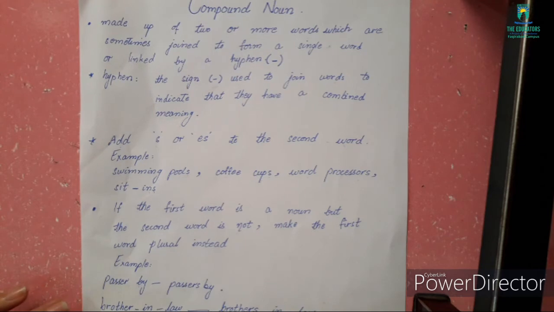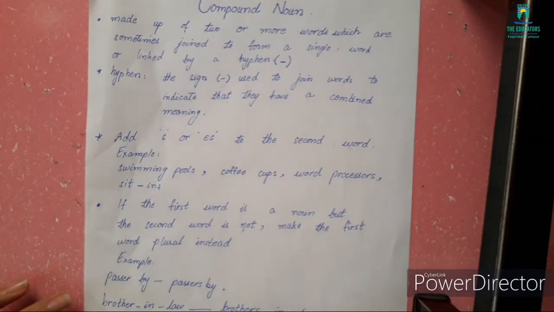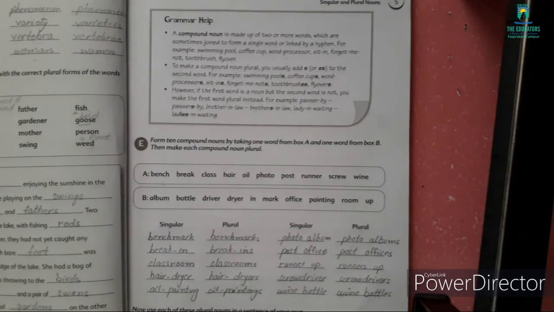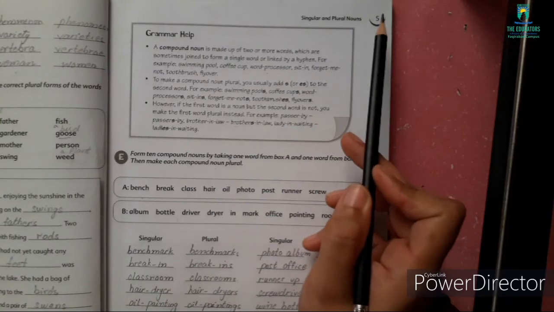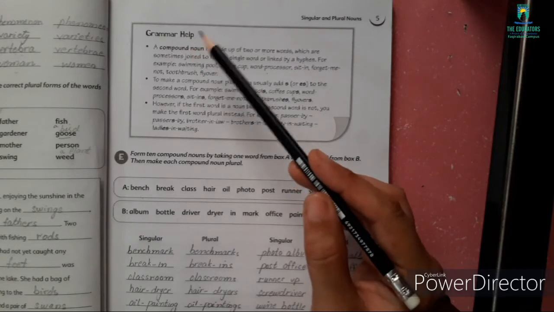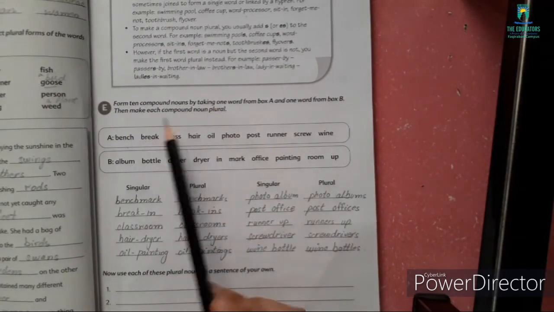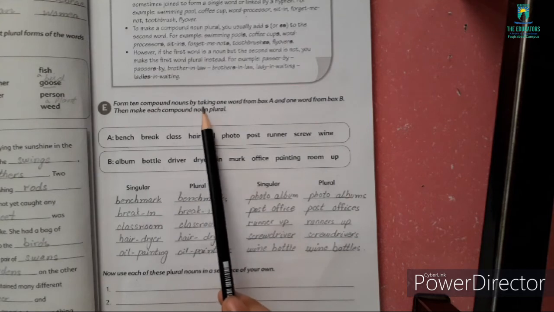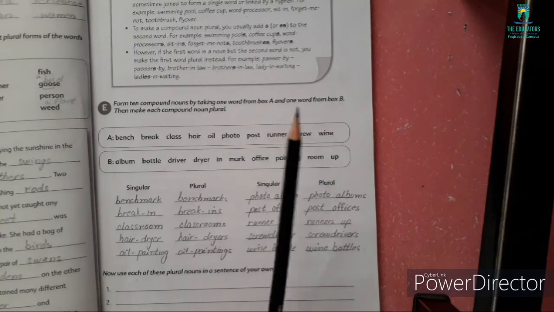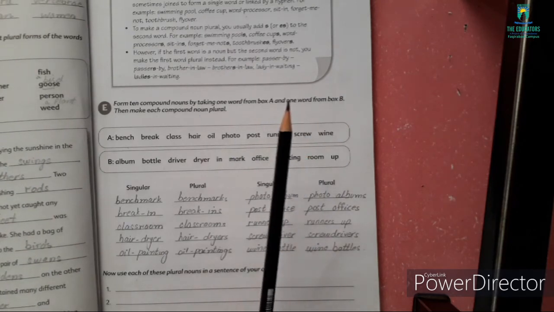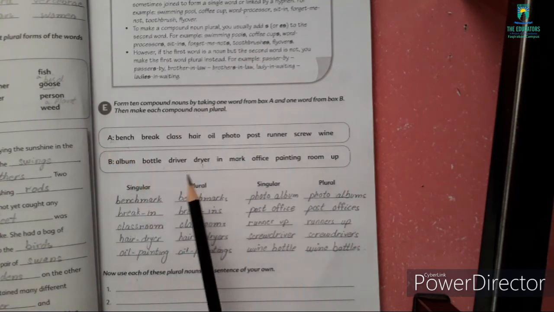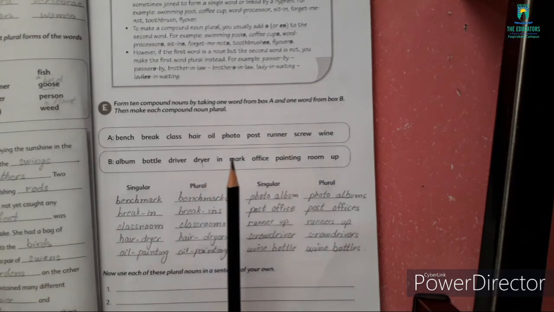Now open your grammar skills book. Open your grammar skills and open page number 5. Page number 5. I have explained these things to you. Now come to exercise E. Form 10 compound nouns by taking one word from box A and one word from box B. The first thing you have to do here is take one word from box A, one word from box B, and make a compound noun. This is the first step.